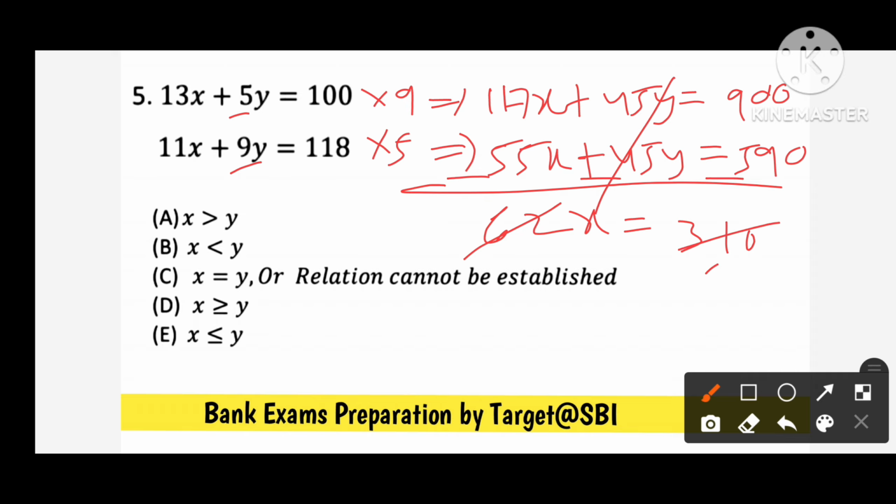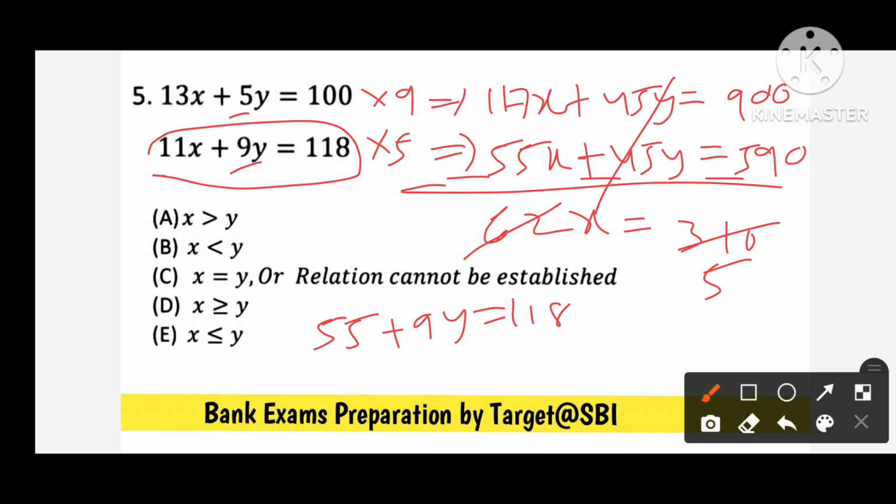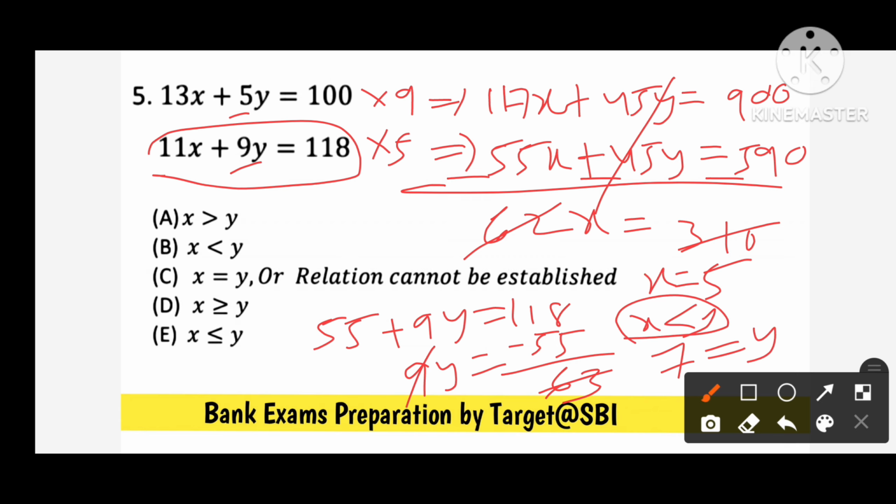So 62 5 times, x value is 5. Placing that x in one of the equations, we have 55x, 55 minus 118. 5 into 11 is 55 plus 9y equals 118. So 9y equals minus 55 from 118. Here we have 363, 9 7 times. So we got y value 7, x value 5. Comparing these two, x is less than y is the answer.